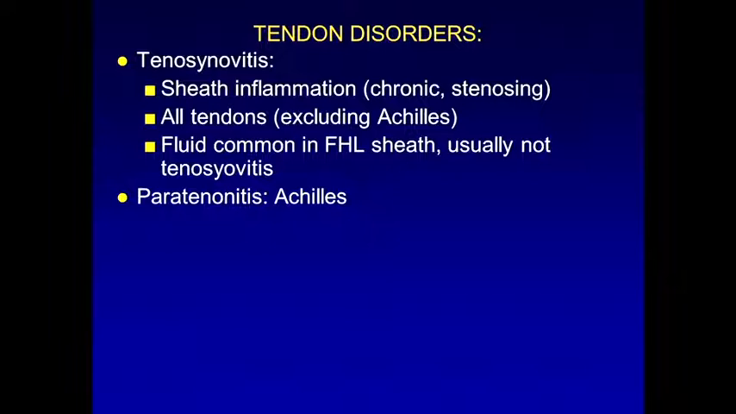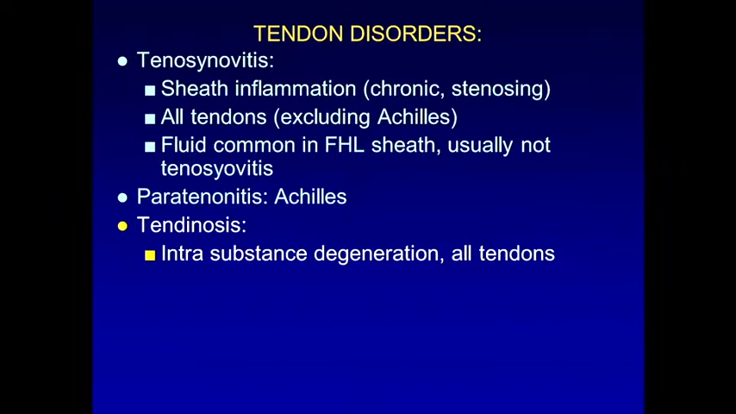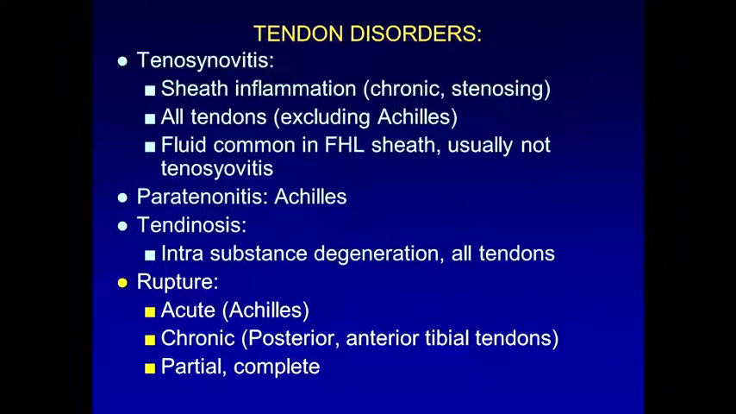Keep in mind that fluid is very common in the flexor hallucis longus tendon sheath, and most of the time it's not tenosynovitis. We're going to look at tendinosis, which is intrasubstance degeneration that occurs in all tendons. Rupture of tendons usually occurs when there is underlying degeneration of the tendon. Nevertheless, you can present as a more acute event, such as Achilles tendon, or a more chronic progressive pathology, very common in the posterior and anterior tibial tendons.